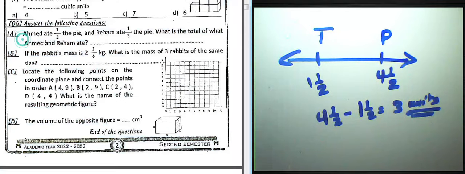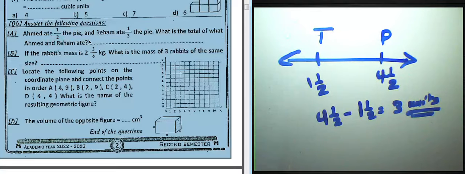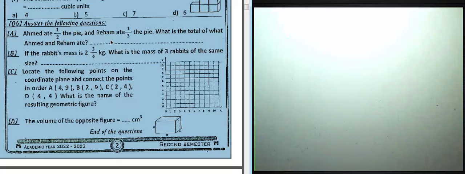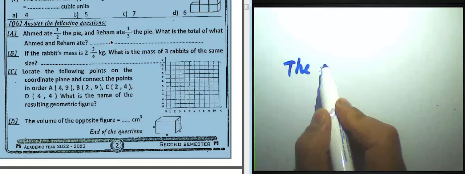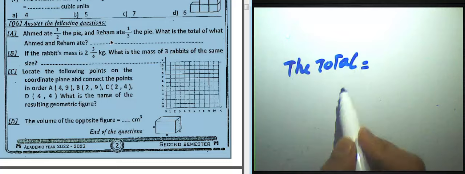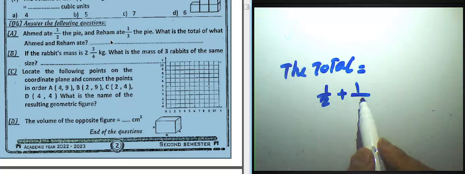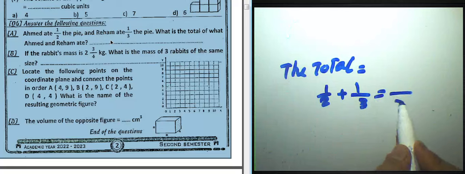Question number 4. Ahmed ate half the pie and Dirham ate a third of the pie. What is the total of what Ahmed and Dirham ate? We can find the total by adding them. A third plus a half. The total equals half plus 1/3. Right, 6 in the denominator.